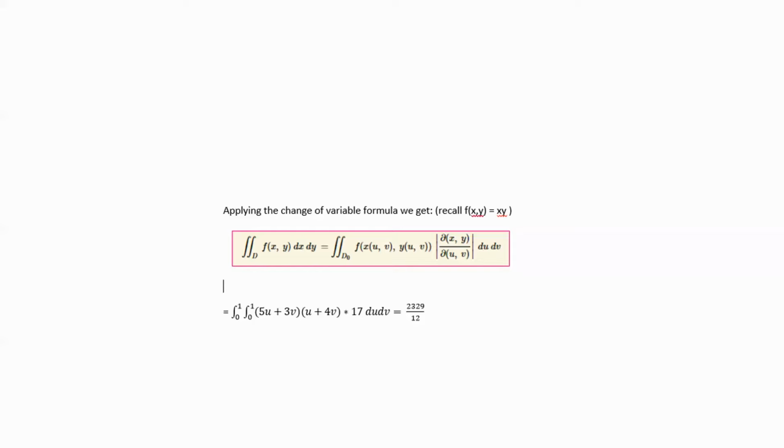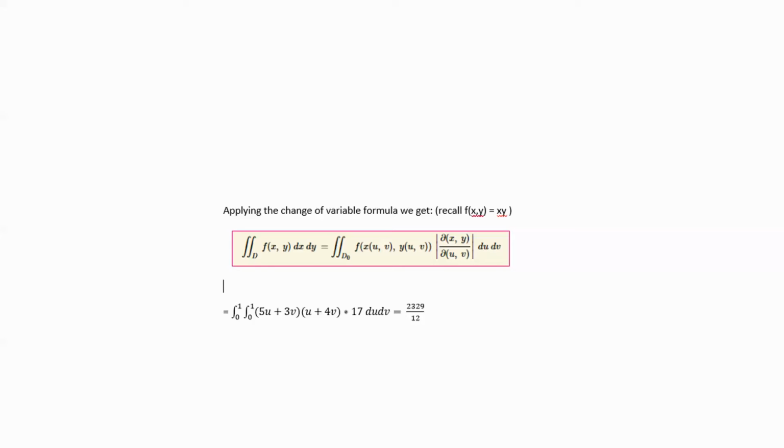So we apply the change of variables. The integral over D should be the double integral over D naught, where u goes from 0 to 1 and v goes from 0 to 1. x of uv is 5u plus 3v, y of uv is u plus 4v. So the function f of xy equals x times y, which is (5u plus 3v) times (u plus 4v). Then we multiply by the absolute value of the Jacobian, which is 17. I'll leave it to you to multiply all that out and see that you get 2329 over 12, which is much easier than trying to find limits of integration for the original parallelogram.